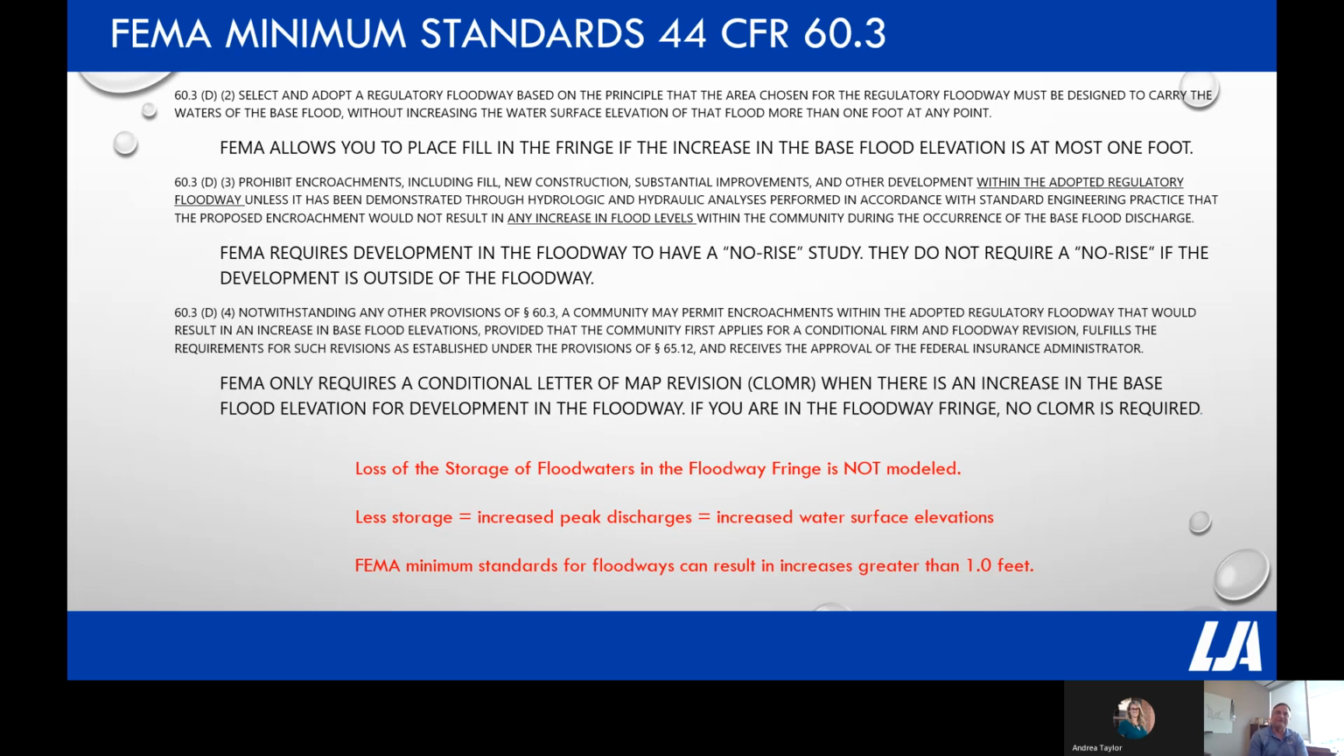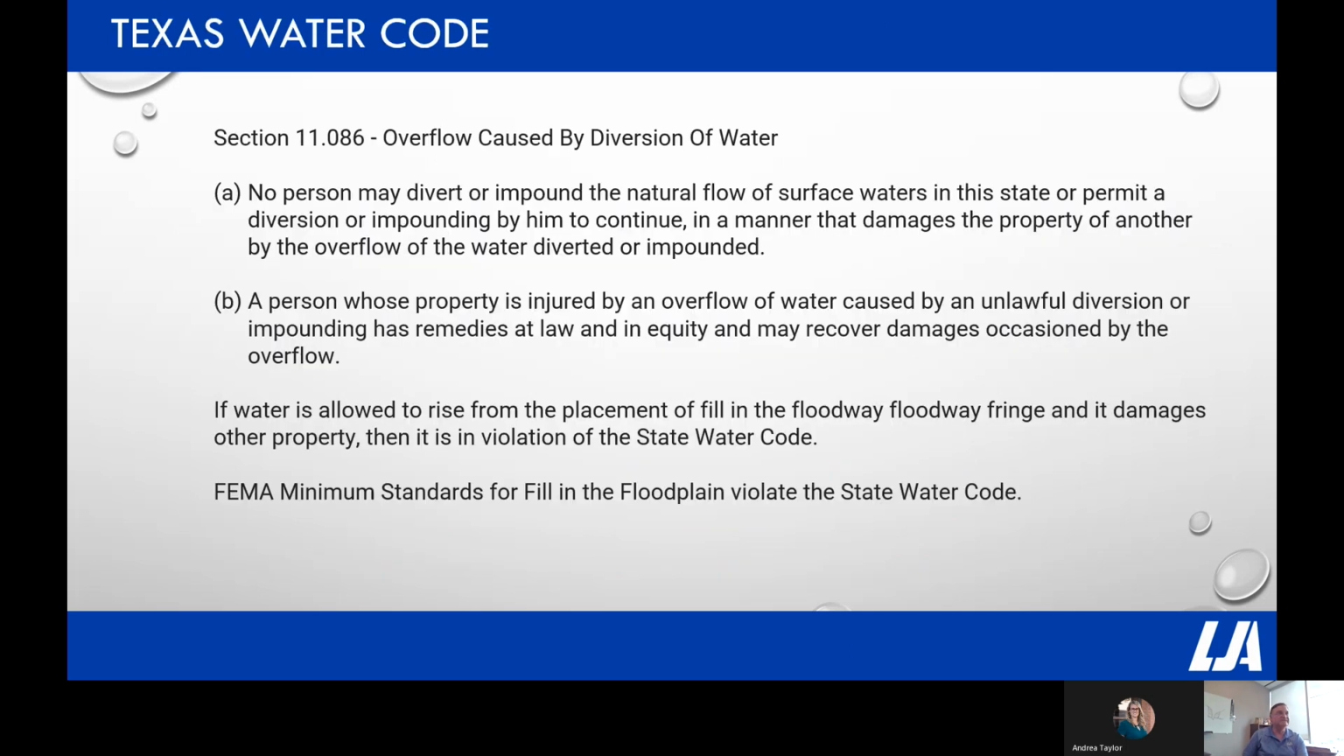So for areas that have created a floodway with a 1.0 foot surcharge, in reality, since you've lost all that storage and you're not attenuating peaks anymore, you're going to have an increase in water surface elevation of greater than 1 foot. So not only does FEMA allow you to fill and to have an increase of more than 1 foot, the math, the modeling that goes behind that actually results in an increase of greater than 1 foot.